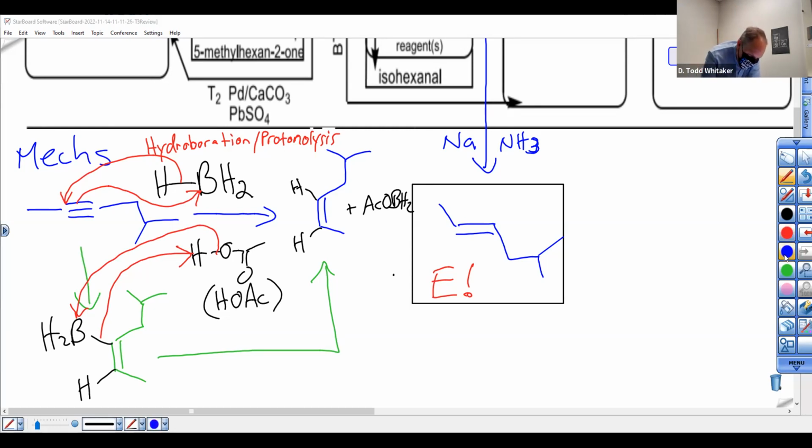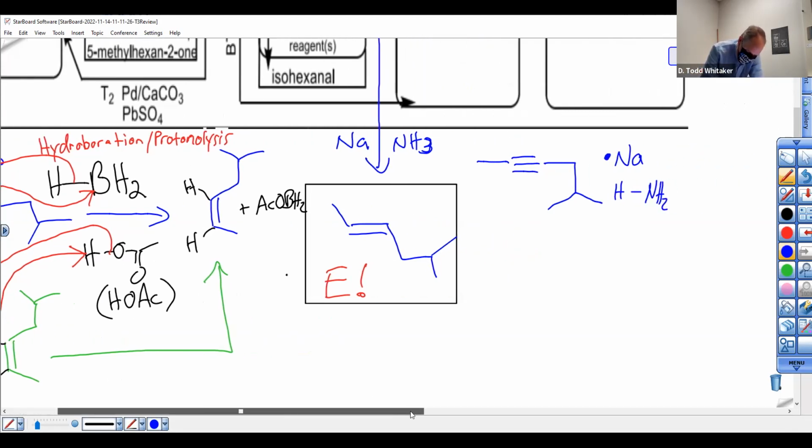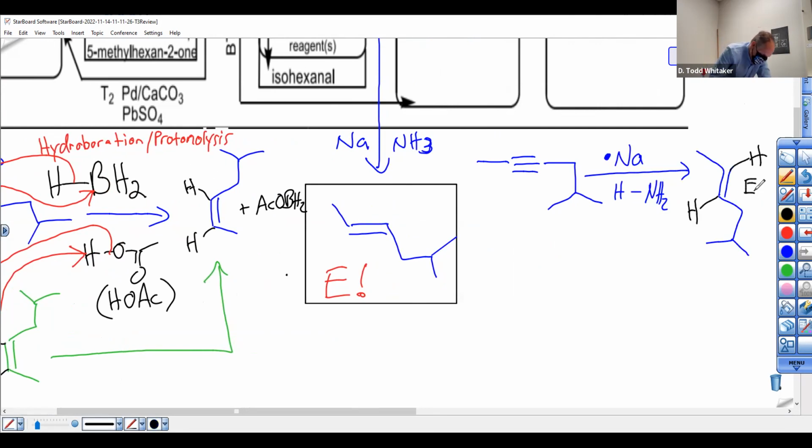We're going to do the sodium and ammonia one right beside sodium and ammonia from before. And that is sodium metal and ammonia. Ammonia is the solvent and a chemical. It's a proton source. And when we're done, we get the lovely trans alkene, or E. This one was Z.